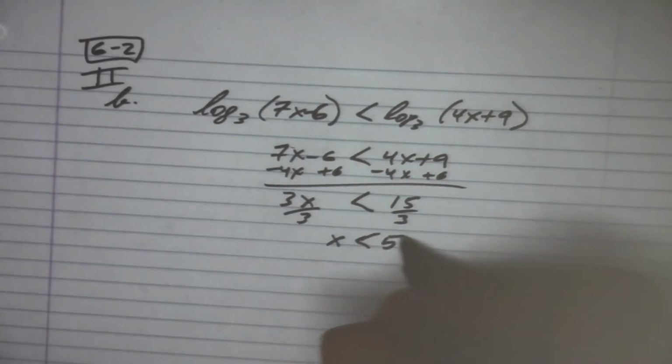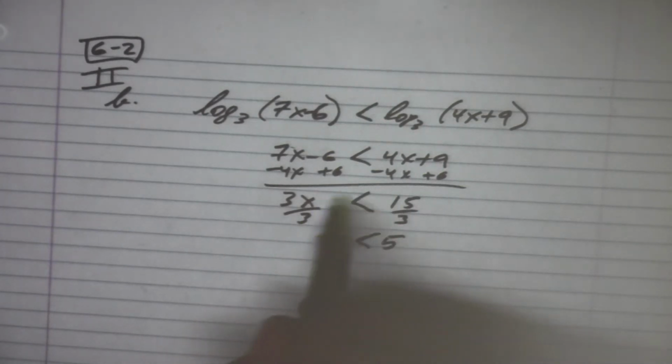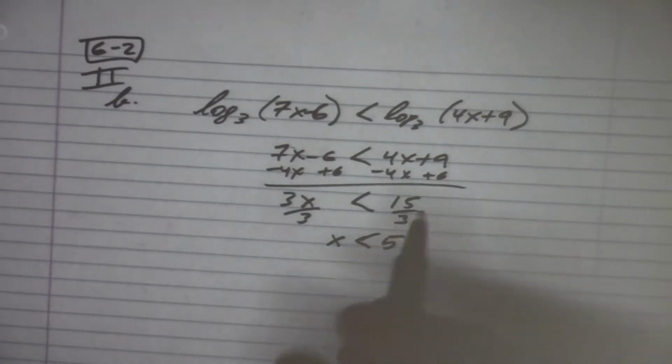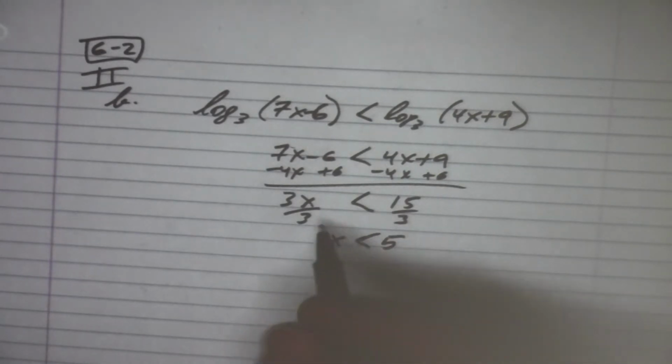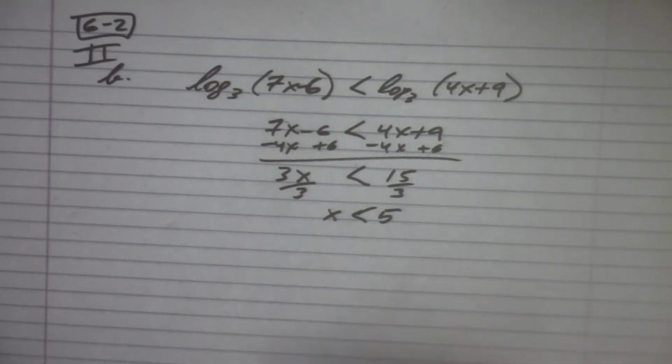Now, what's nice here is that this was not a negative. If I had divided by a negative 3, I would have had to switch the inequality sign, and I don't have to. Adding or subtracting, well, subtracting doesn't switch the inequality sign, only multiplying or dividing. And I did not divide by negative, so I'm good to go. Problem is that there are two other things to look at.